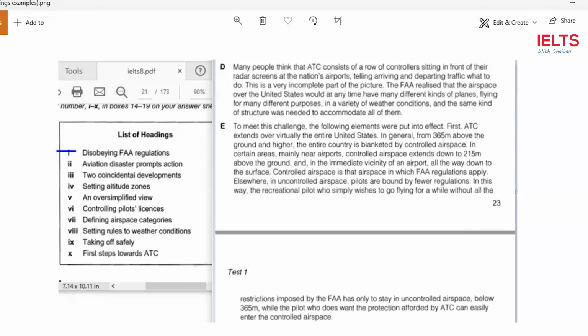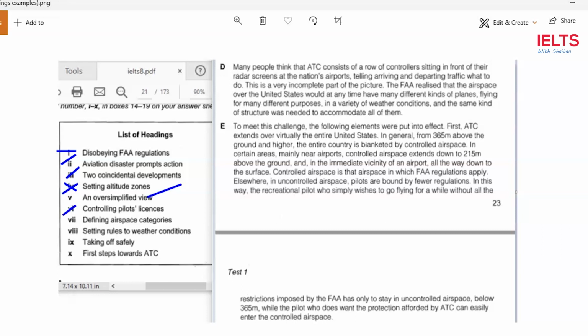nothing about disobedient. Aviation disaster, we have already taken this as part of the answer. Too coincidental, we take it as a part. Setting altitudes, no way. And an oversimplified view. This is your answer. It is about oversimplified view because he said many people think that ATC consists of a row of controllers sitting in front of their radar screens, and then he said this is a very incomplete part of the picture.